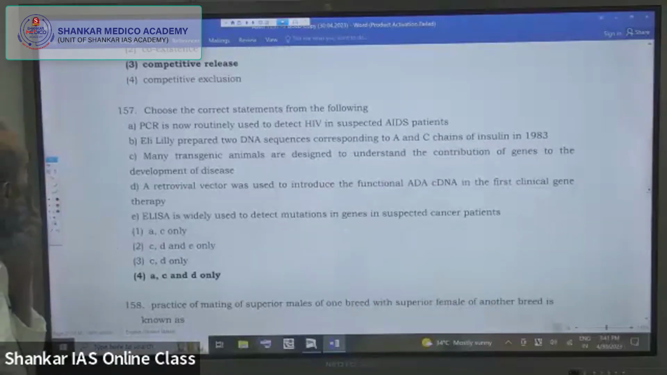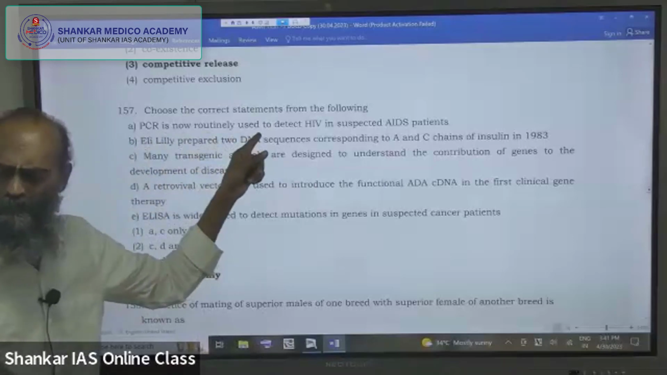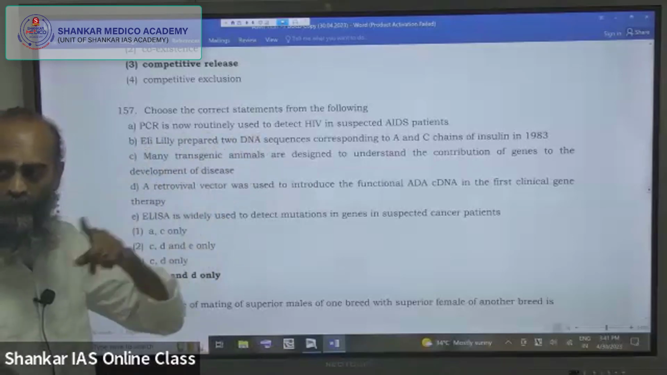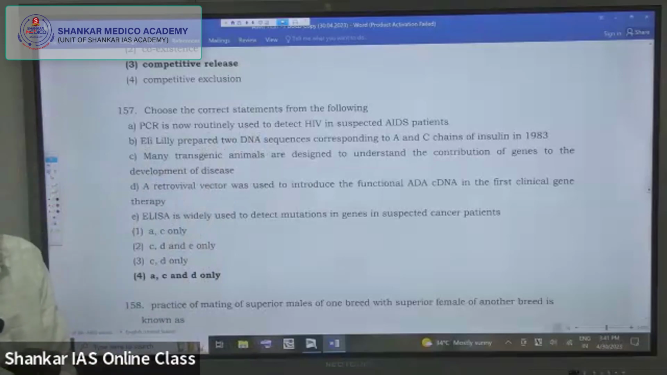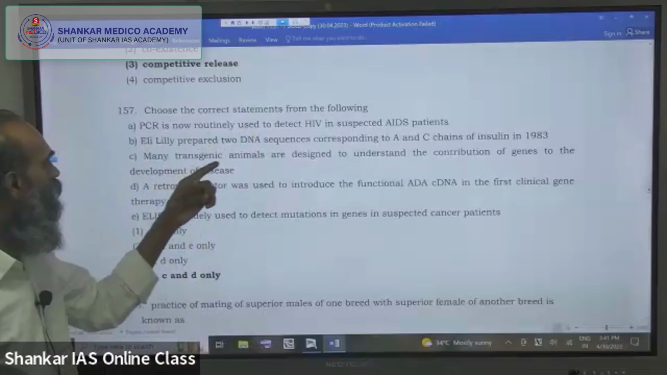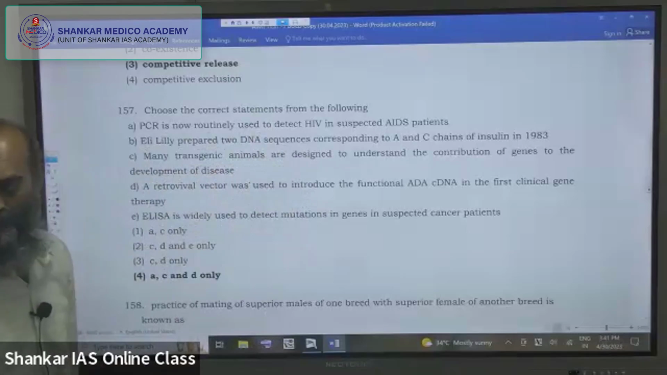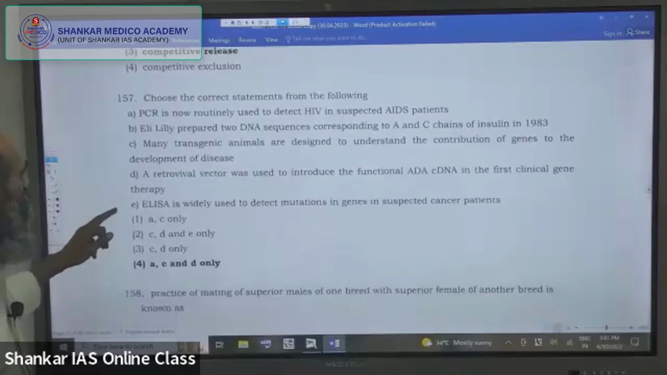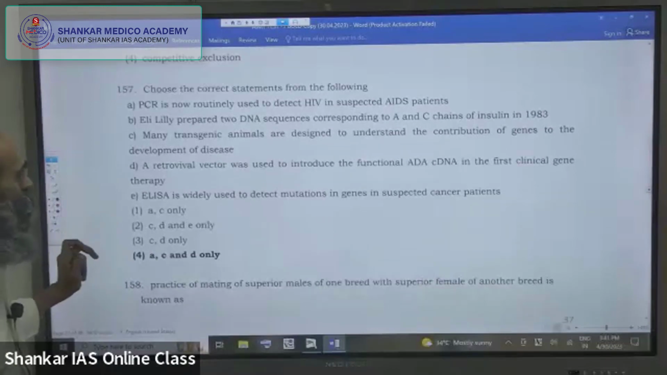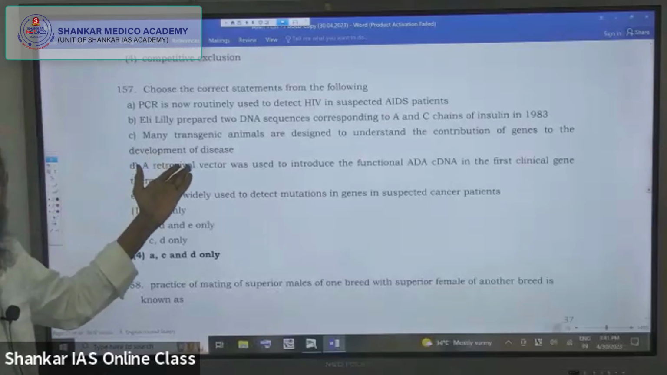Okay. PCR is now routinely used to detect the HIV in suspected AIDS patients. How is PCR going to be utilized here? Very good. Amplification of the antibody or the gene or the pathogen or antigen which is going to be taken. Okay. Eli Lilly prepared two DNA sequences corresponding to A and B chains in Escherichia coli. Many transgenic animals are designed to understand the contribution of genes to the development of disease. The statement is true only, no?